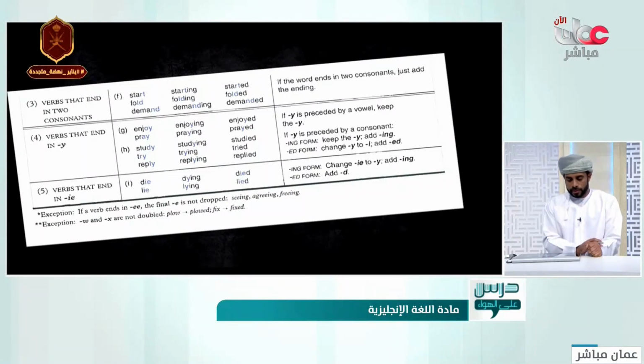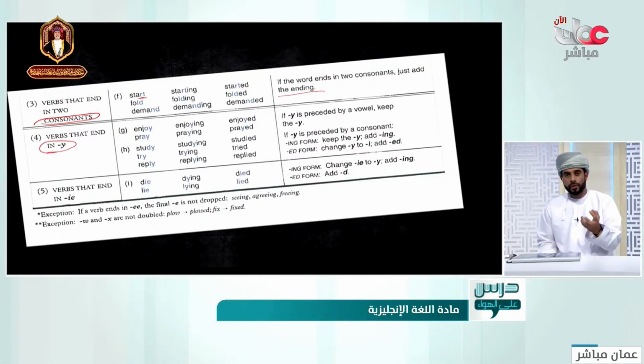Three, verbs that end in two consonants, normal verbs. If it ends with, like, start, we just add what? We just add the ing and the ed to it. If it ends with two consonants, like start, fold, or demand. Starting, folding, demanding, started, folded, and demanded. That's it. We just add the ed and we add the ing. Let's have a look at this interesting rule in here, which is number four. What if the verb ends with y?